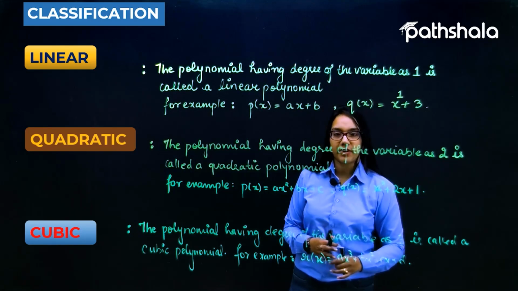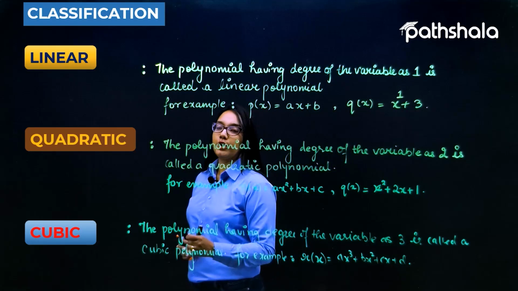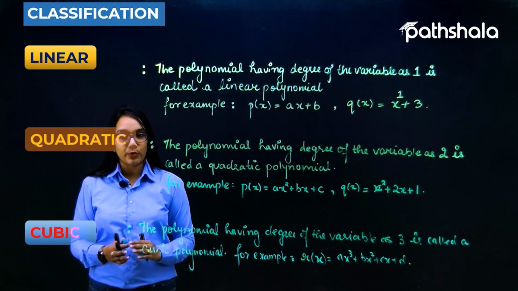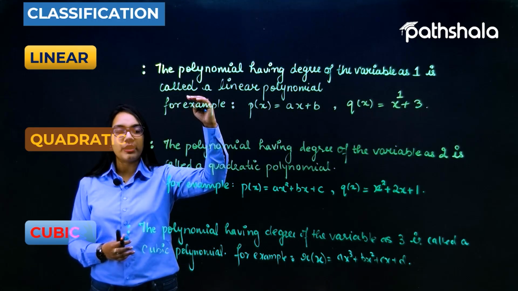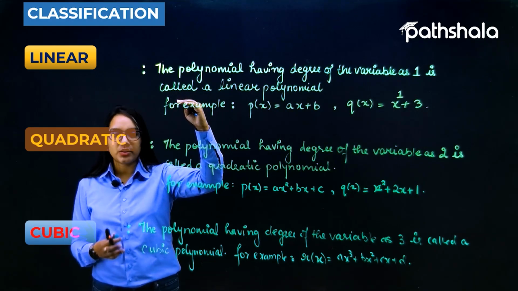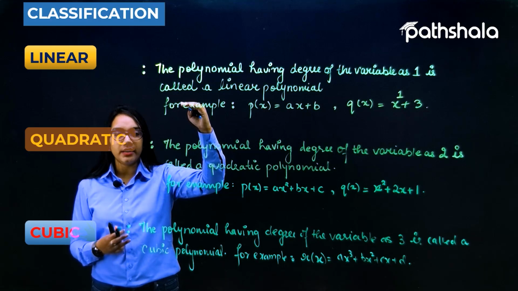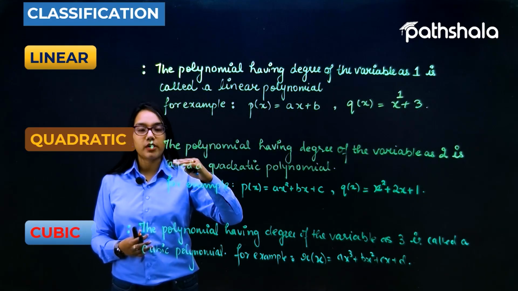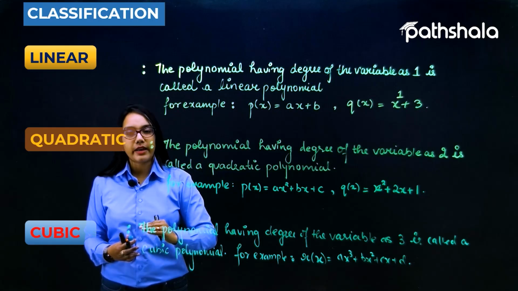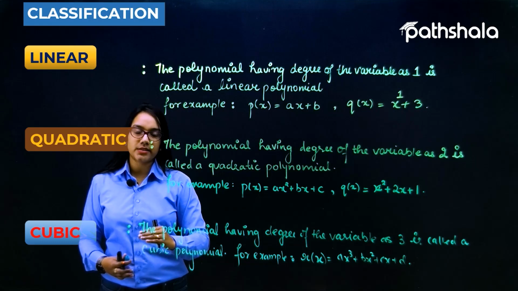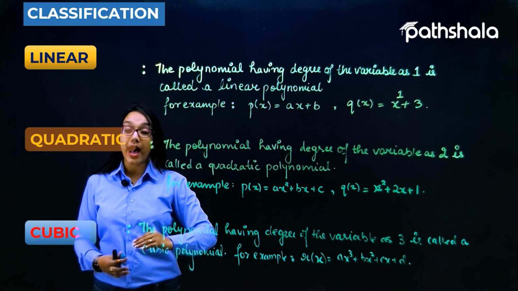I hope the classification of the polynomials on the basis of the power or the degree is all clear to you. A linear polynomial means the degree of the variable present in the polynomial is 1, a quadratic means the highest power or degree is 2, and if the highest power of the variable in the polynomial is 3, then such polynomials are called cubic polynomials.